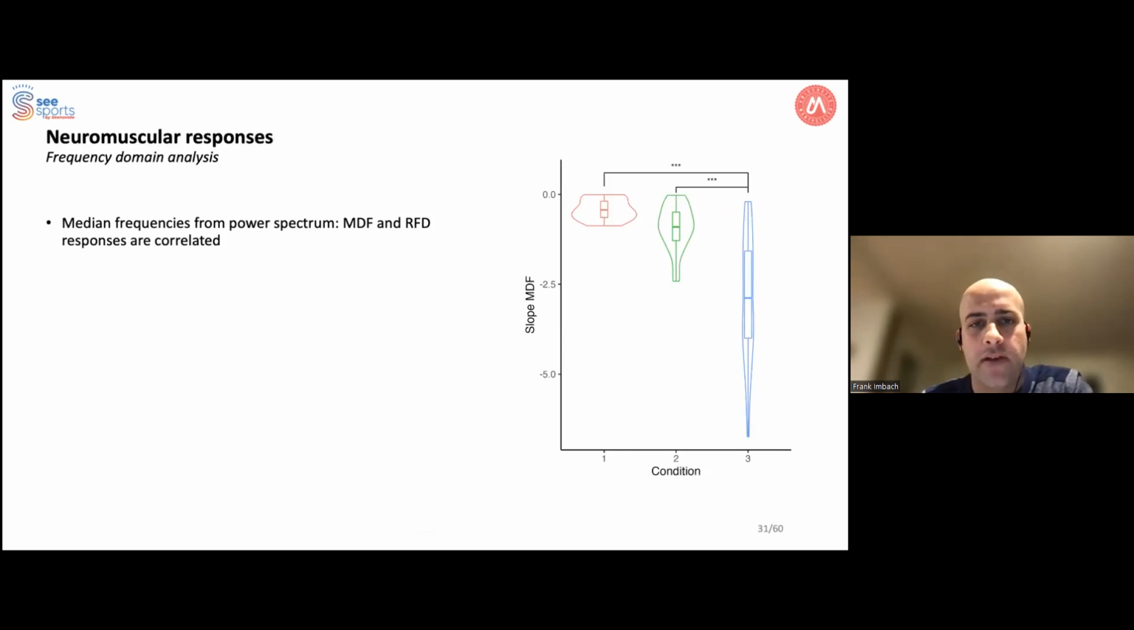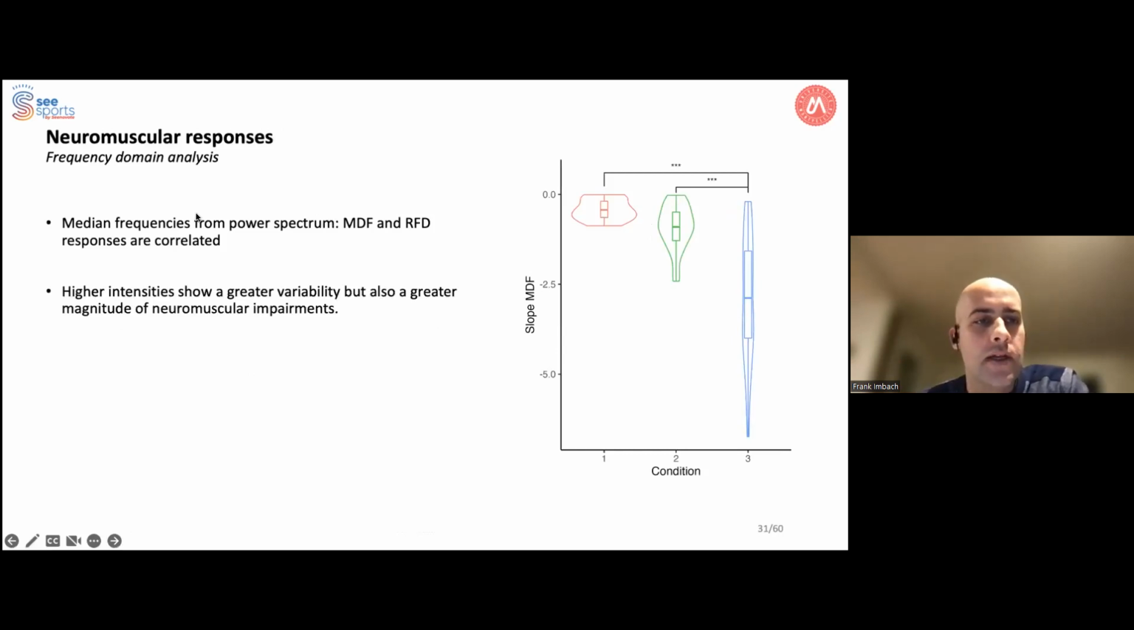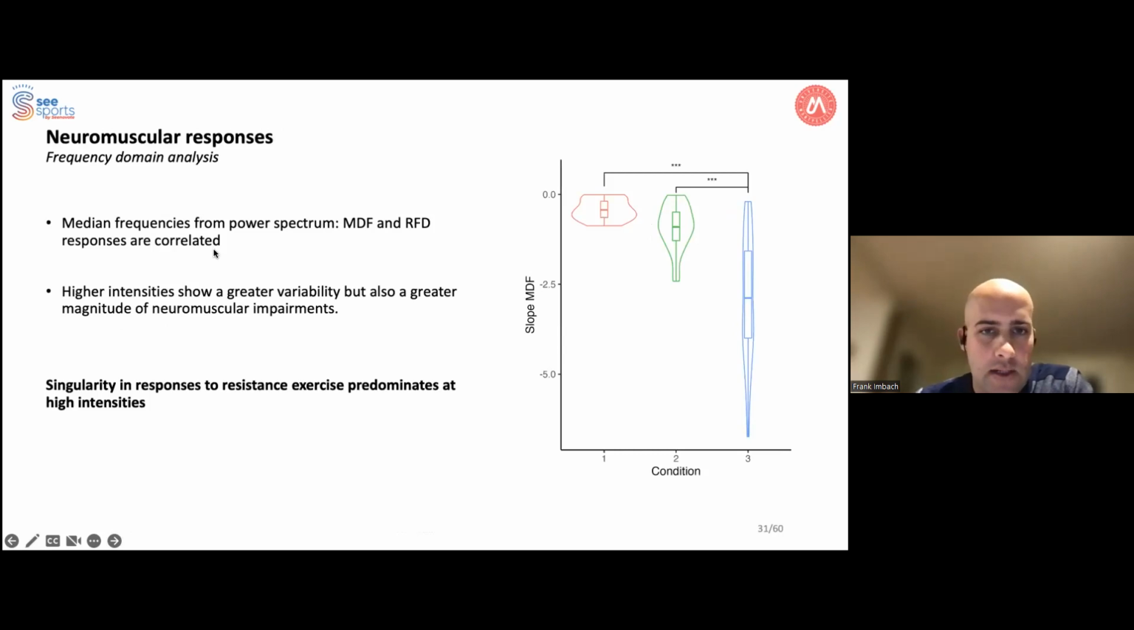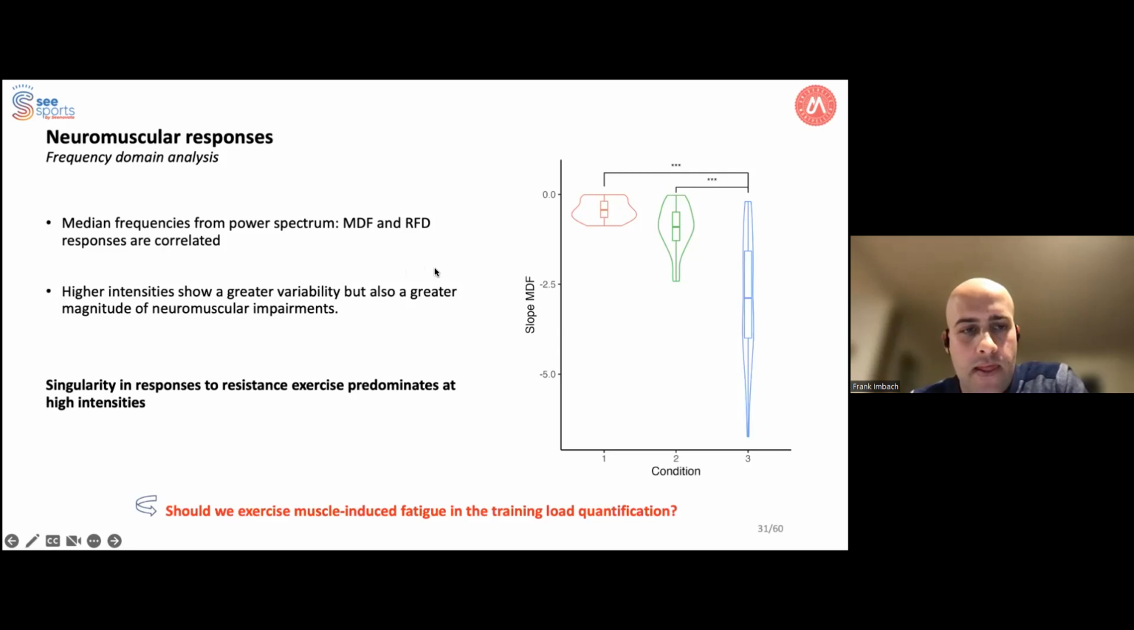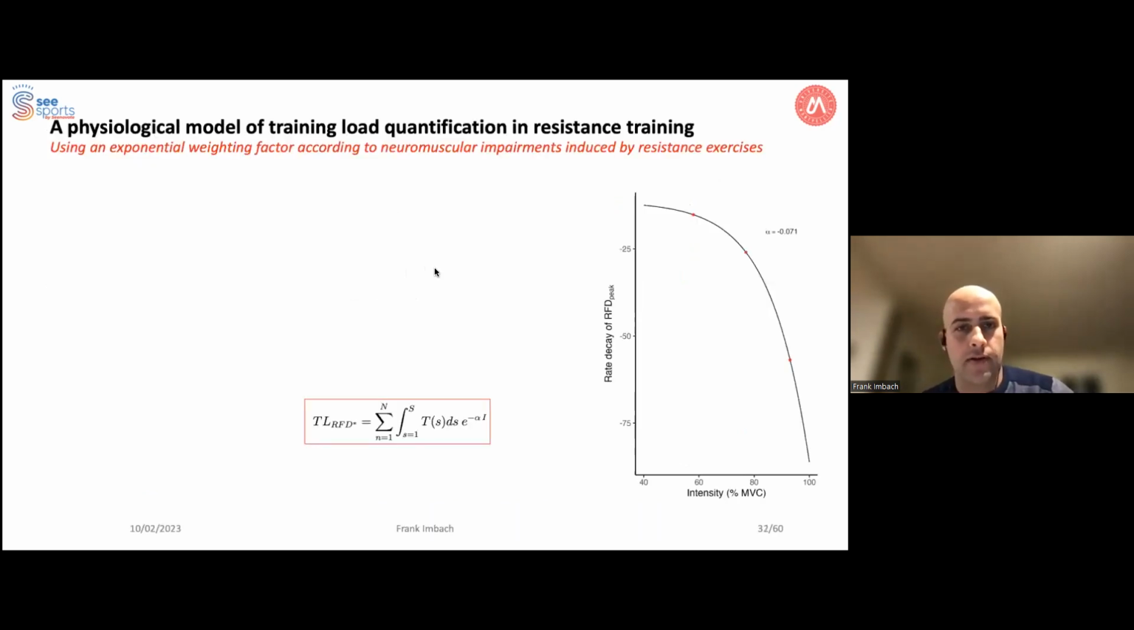In frequency domain analysis, we see the same results from the power spectrum. Big correlation between median frequencies and rate of force development, where high intensities show the greater variability, but also greater magnitude of neuromuscular impairment. So based on this observation, we have a singularity in the responses to resistance exercise that predominates at high intensities. So the question is, should we include muscle-induced fatigue in the training load quantification? And I think we have a small idea.